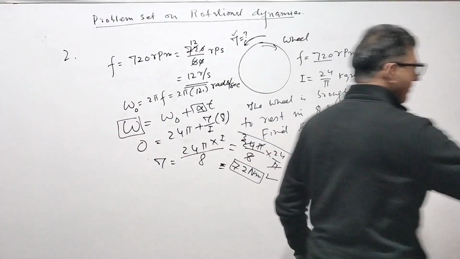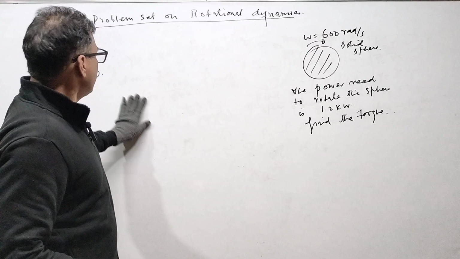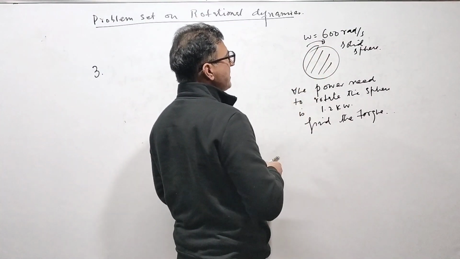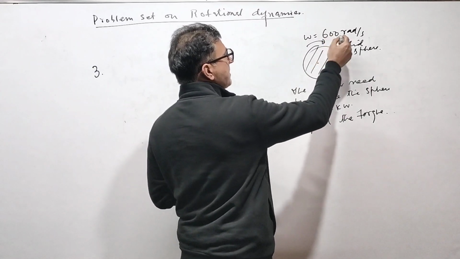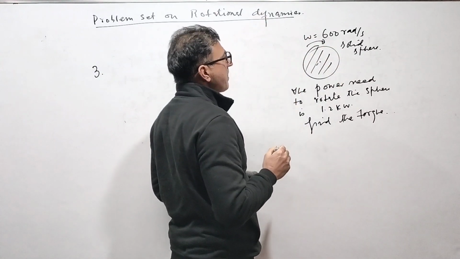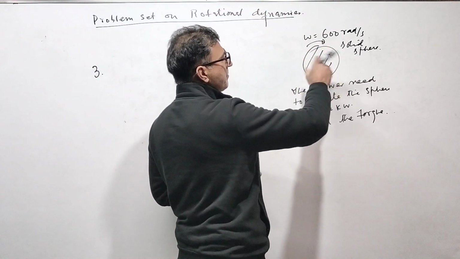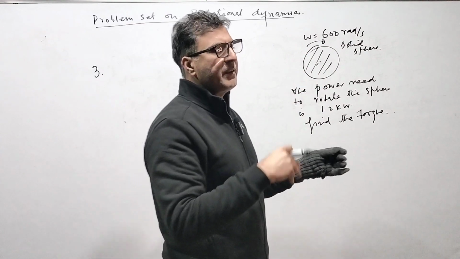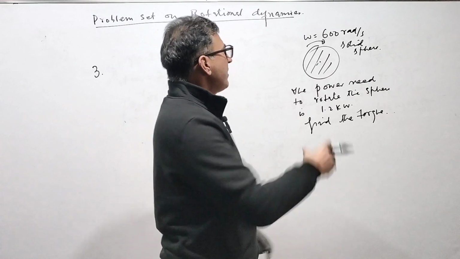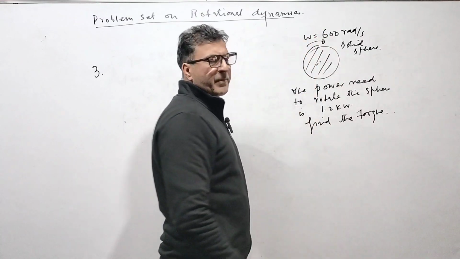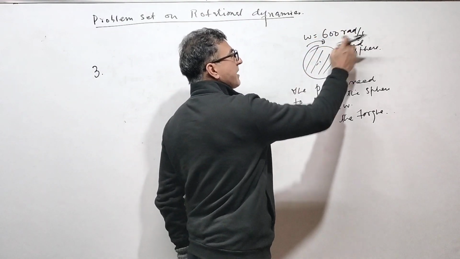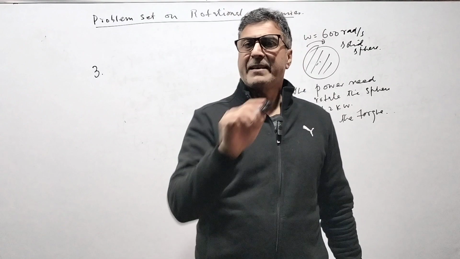Third one. This one is the third problem. This sphere rotates about its center of mass axis with 600 radians per second. Otherwise, due to friction, maybe it is rotating in space or in some frictional environment, it will retard down and finally stop. But to keep the angular velocity of 600 radians per second constant, we have to maintain its angular velocity.